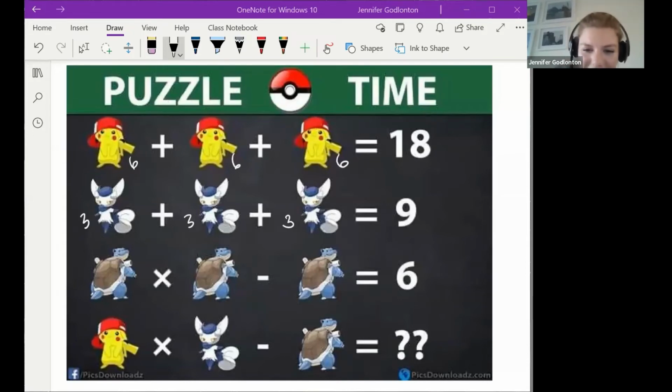Okay, so that's our next line. Is that his name? Yes, Bulbasaur. Thank you very much. So they're each going to be 3. So 3 times 3 gives me 9, and 9 minus 3 gives me 6. So then we have 6 times 3, which is 18, minus 3, which is 15.